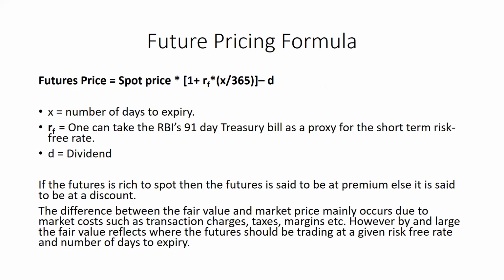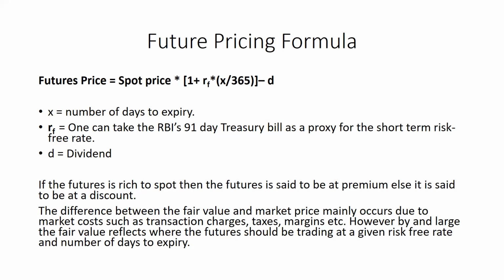This is a futures pricing formula. From here you can get what should be the price of that future if you are going to buy. This RF is the RBI's 91-day treasury bill as the proxy for the short-term risk-free rate. You can get this risk-free rate from the RBI site. D is the dividend and X is equal to the number of days to expiry.